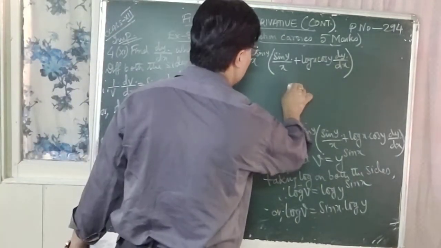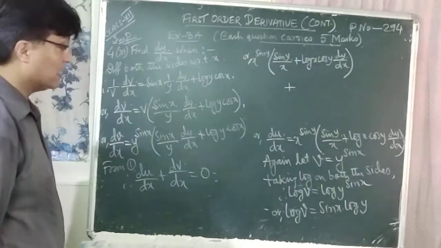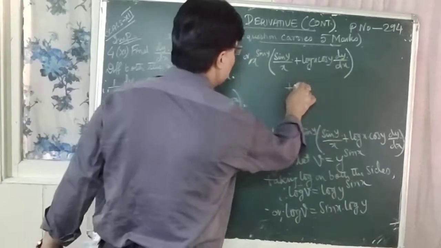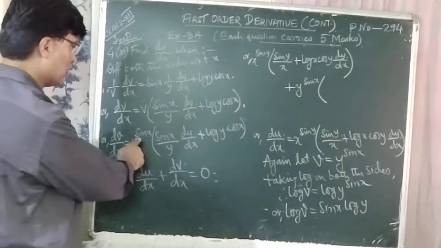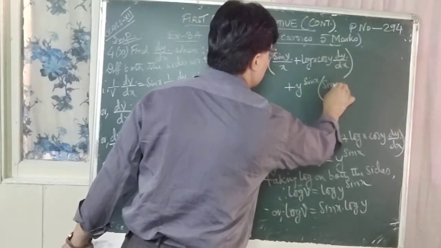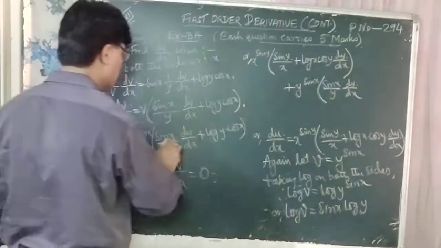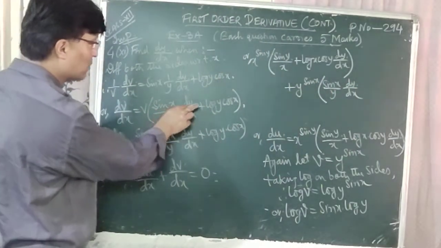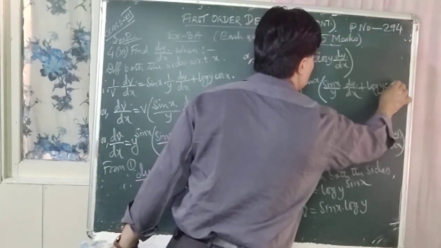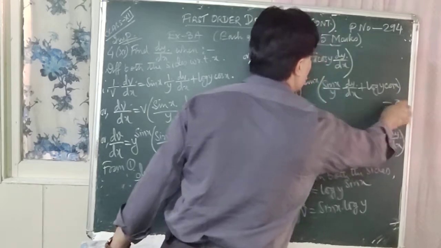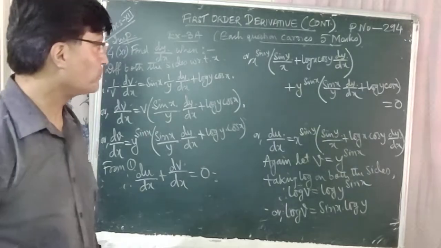Then plus, let us write it here because there is no space out there. What is the value for dv by dx? It is y to the power sin x, then within bracket, sin x divided by y into dy by dx, then plus log y cos x, which is equal to 0. So is that understood now?